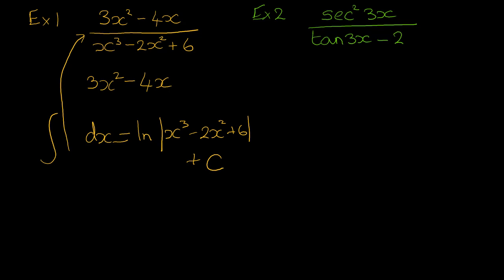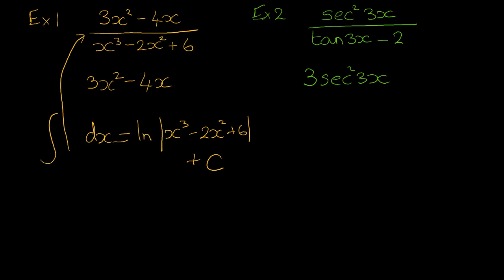So let's try another example with a slightly more complicated twist to it. So in this case, we've got sec squared 3x over tan 3x minus 2. So let's think about differentiating the bottom there. So tan 3x differentiated, if you use your formula sheet, becomes 3 sec squared 3x. And of course the minus 2 will just disappear. So our top isn't an exact replica of the differentiated version of the bottom.